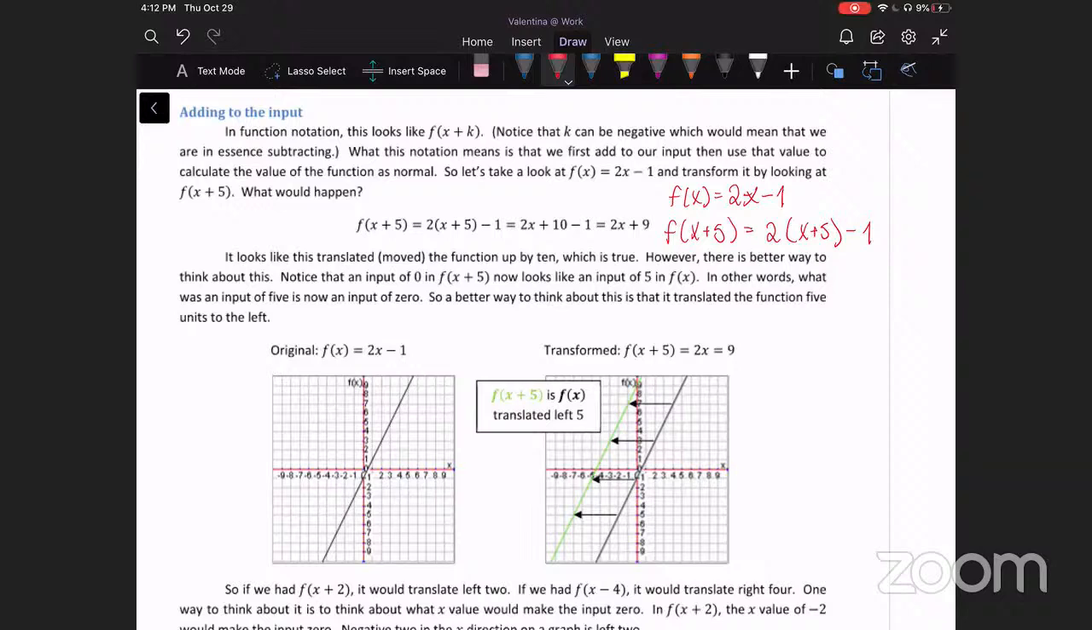Yes. Okay, awesome. So now you can just expand that out and you get f of x plus 5 equals 2x plus 10 minus 1, right? Which is f of x plus 5 equals 2x plus 9.